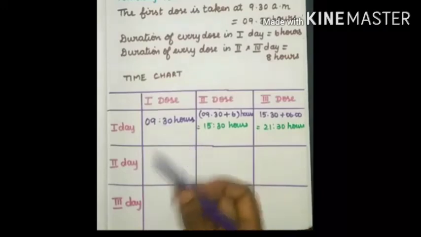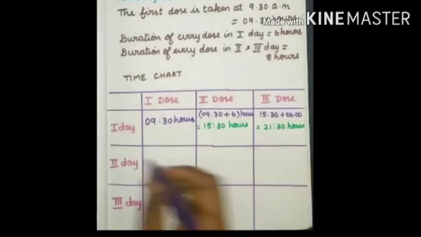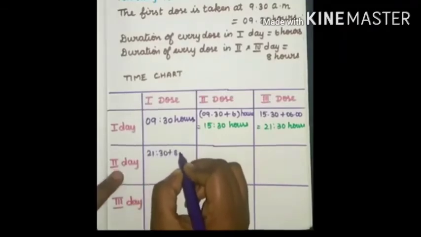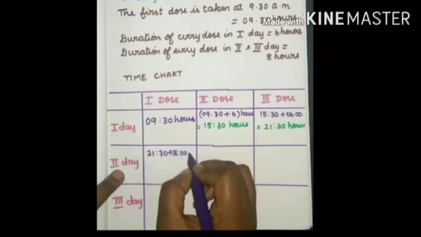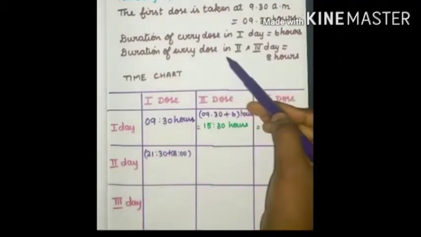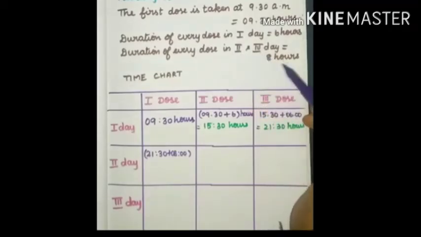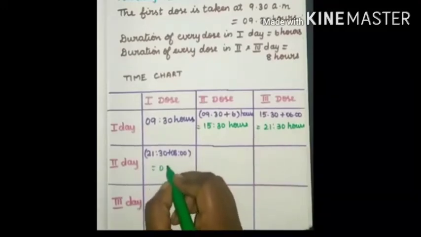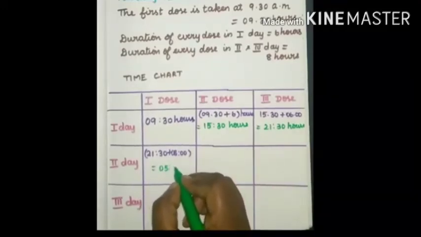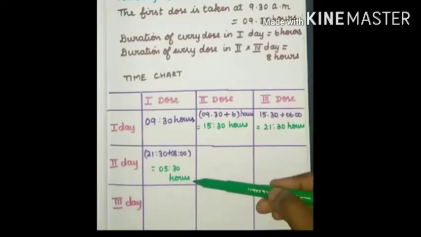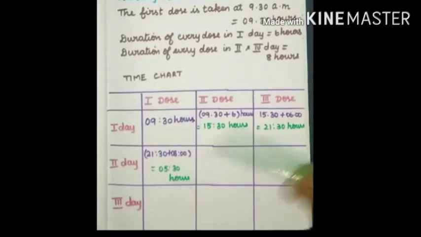To find the first dose of the second day, what do you have to do? Yes, you have to add 21:30 plus 8 hours. Why do you have to add 8 hours here? Because the duration of every dose on the second and third day is 8 hours. So you add 8 hours, and that is 5:30 hours. So Vairavan takes the first dose on the second day at 5:30 hours.